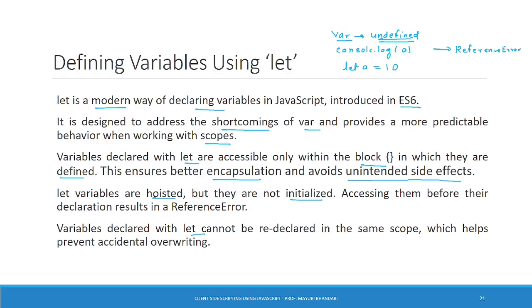Variable declared with let cannot be redeclared. So if I already have let a is equal to 10, I cannot do let a is equal to 20. This is redeclaration, but I can do a is equal to 20. This is not redeclaration, this is just changing the value. Okay, so this is allowed, but this is not allowed, this is called as redeclaration. So variables declared with let cannot be redeclared in the same scope, which helps prevent accidental overwriting. This was the drawback of var, which is addressed by using let.